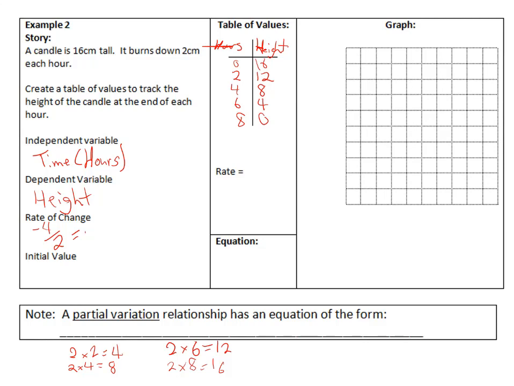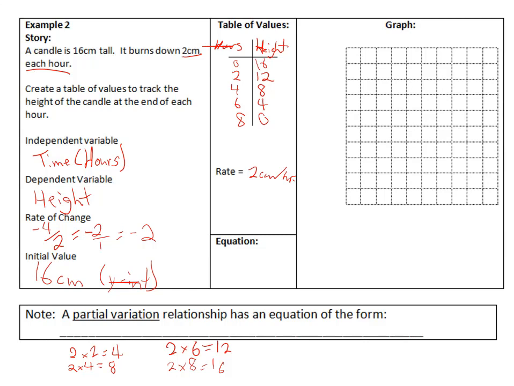If we reduce this, you use your ABC button, you should get -2/1, or just -2. That's our rate of change there is -2. So for every hour, it goes down 2 centimeters. Just like it says in our question, it burns 2 centimeters each hour. Our initial value is 16 centimeters because we start at 16 centimeters. This is also known as our y-intercept. Our rate is 2 centimeters per hour.